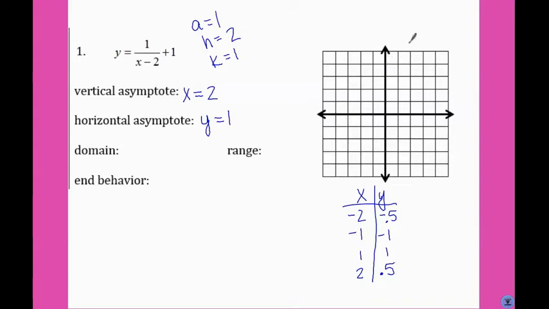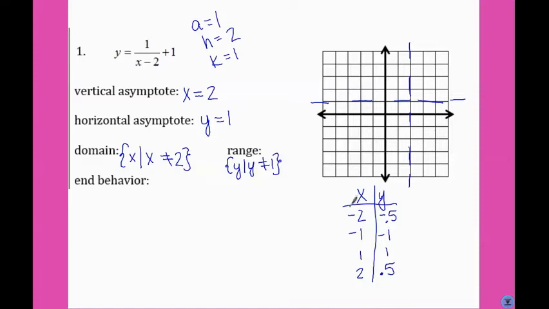So I'm going to go ahead and graph those. X equals 2. Y equals 1. Our domain, x such that x does not equal 2. Basically just bring down the vertical asymptote, put a slash through the equal sign, and the range, y such that y cannot equal 1. That one gets the horizontal asymptote.